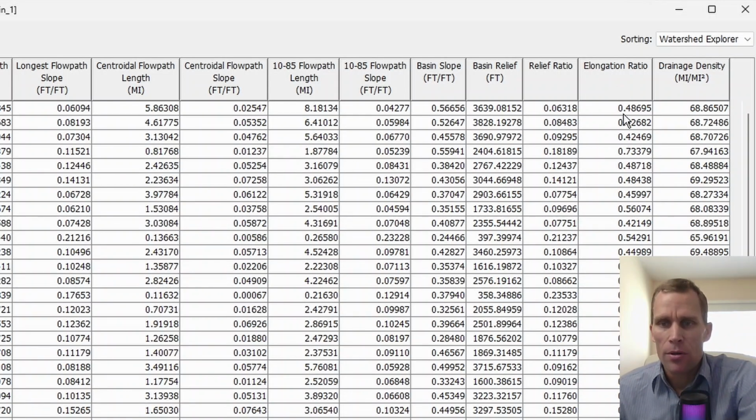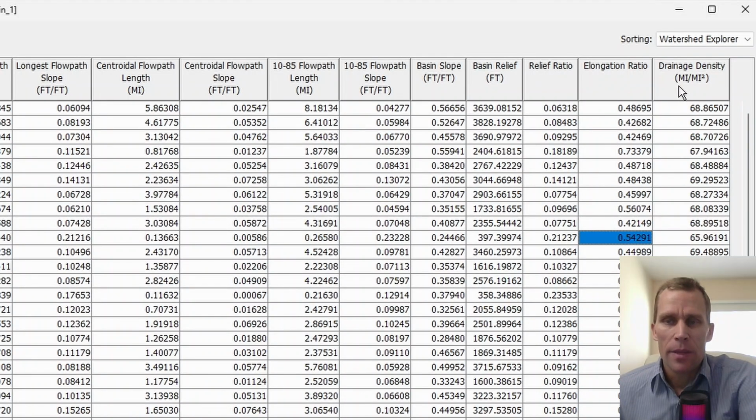So this number typically ranges between 0.2 and 1.0, where 0.2 represents a subbasin shape that's a little bit more elongated, and 1.0 represents more of a circular shaped subbasin. There is an equation in the user's manual too that gives an explanation of how these numbers were derived.